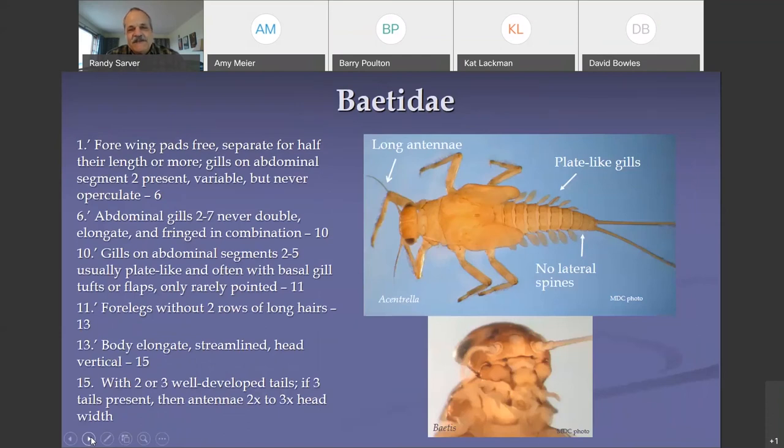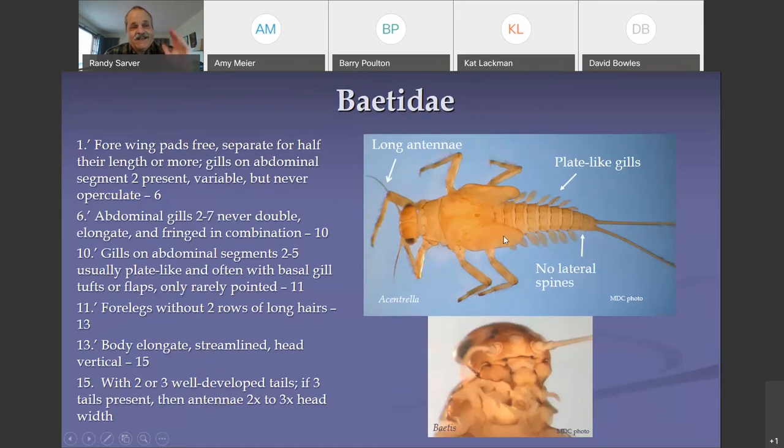Okay, continuing on with the splitbacks. You can see in this photo, this mayfly at the top, the wing pads and the fact that they are split for about half their length or so. Like I was saying before, fairly mature organisms always work out better when you're trying to use a key.